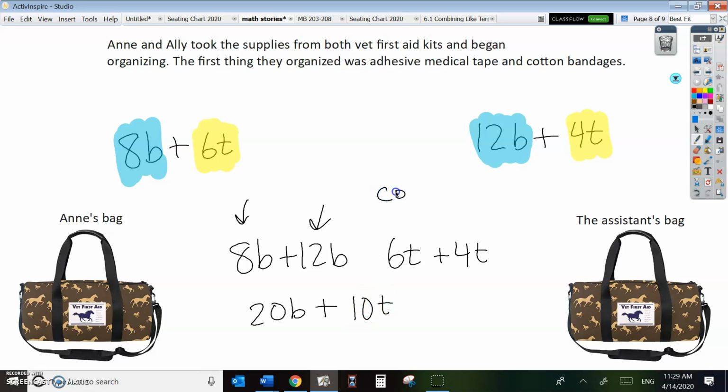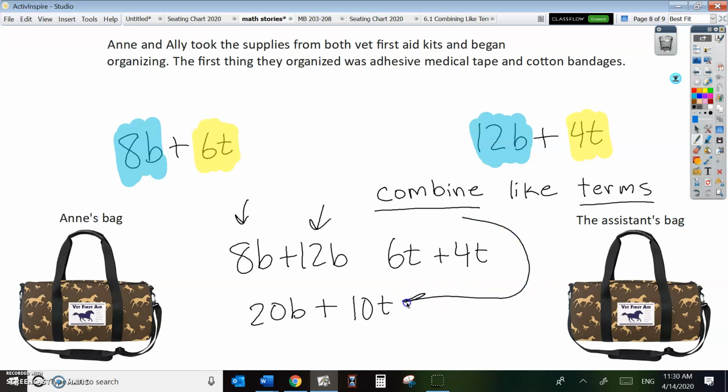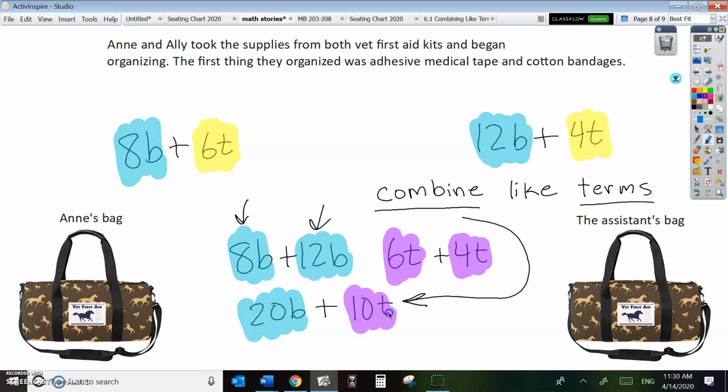So what we just did is called combining like terms. A term is a number or a number with a letter, and we just did the combining. This step right here is combining like terms. How did we do it? We put the tape and the tape together. We put the bandages and the bandages together. So 20B and 10T. So let's practice that some more.